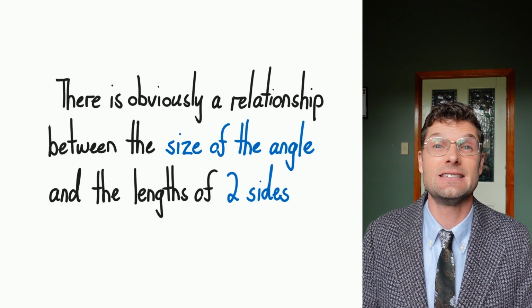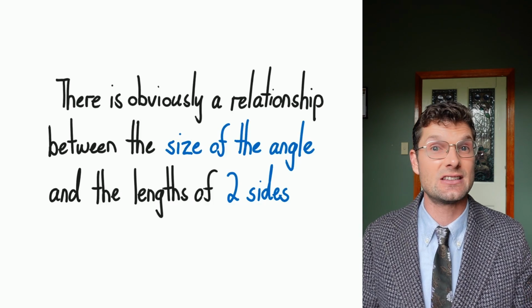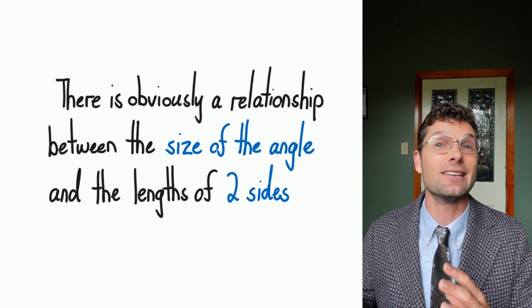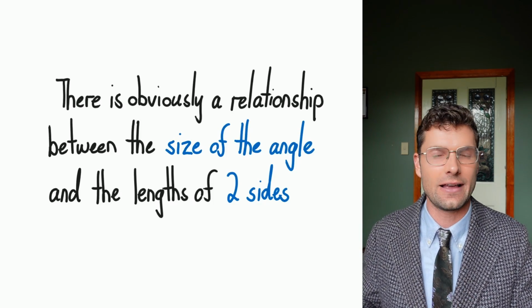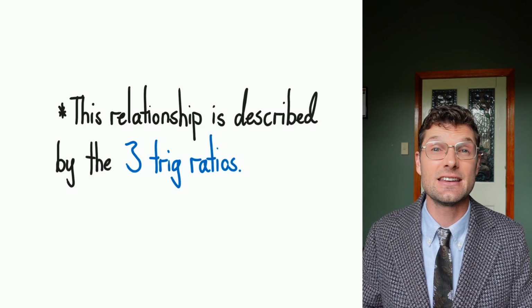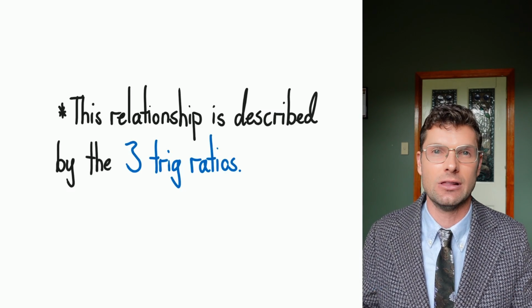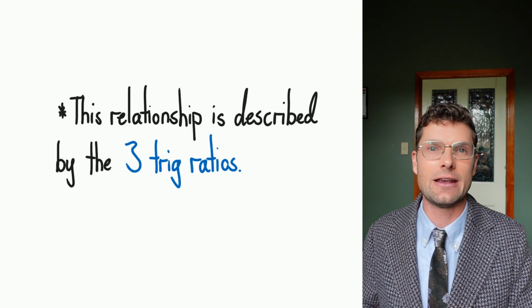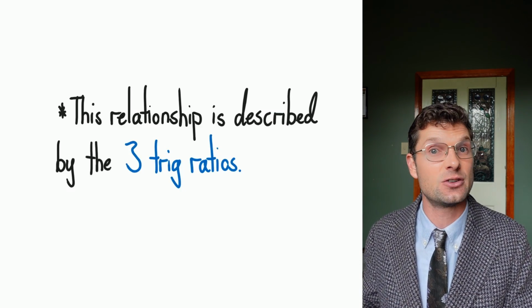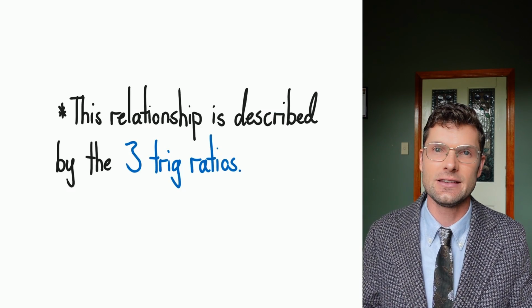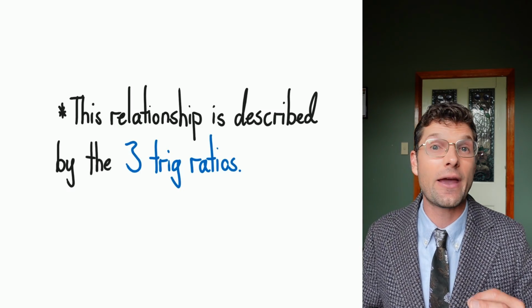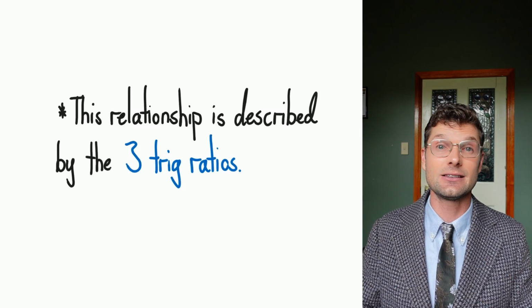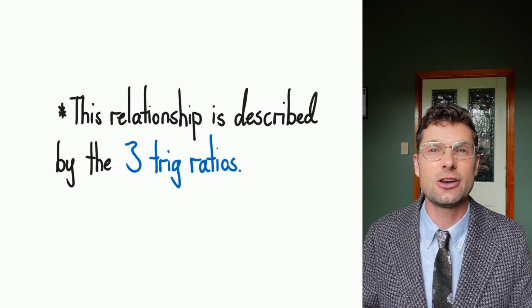We can see from these examples that there is a relationship between the size of the angle of interest and at least two of the side lengths. And what trigonometry does is try to quantify this relationship. The relationship is described by three trig ratios, and these are the next three things we need to learn for this lesson. They look a little bit weird, but we're going to get into them in this lesson and learn a couple of tricks to make sure we remember them.